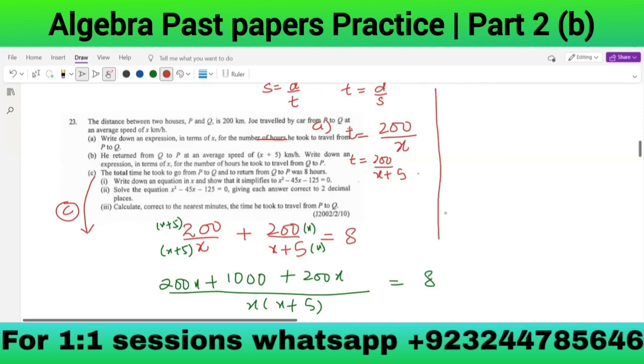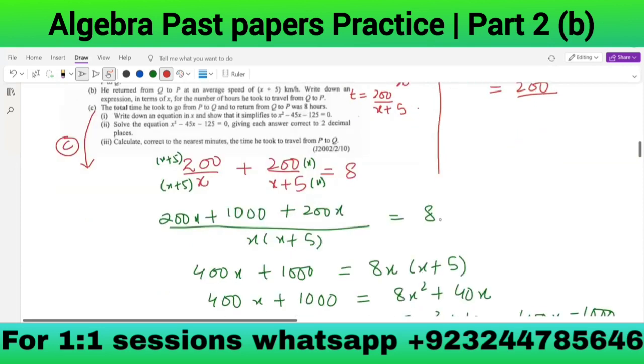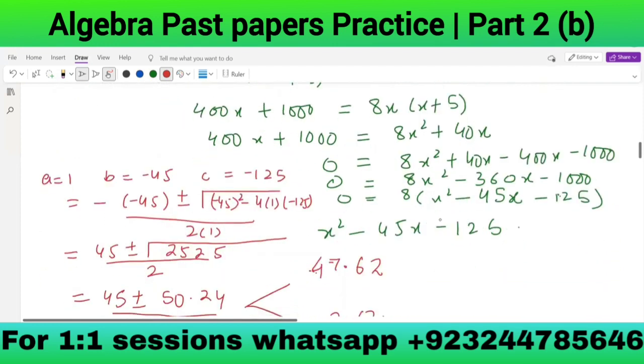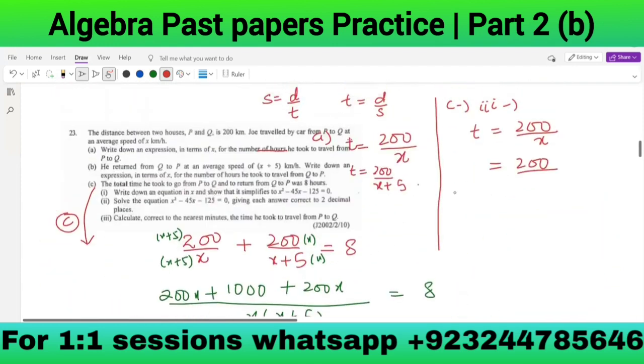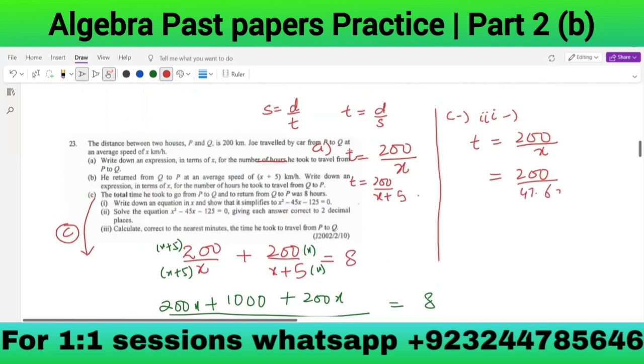Okay. So part C, third part. The expression is time is equal to 200 by x. And the value of x is what we just calculated. The positive value is 47.62. So 200 divided by 47.62. You will get 4.19. So it's 4 hours, 19 minutes.